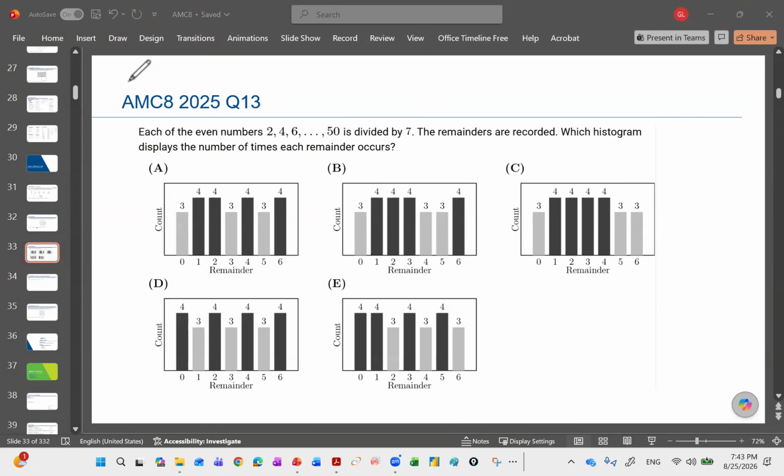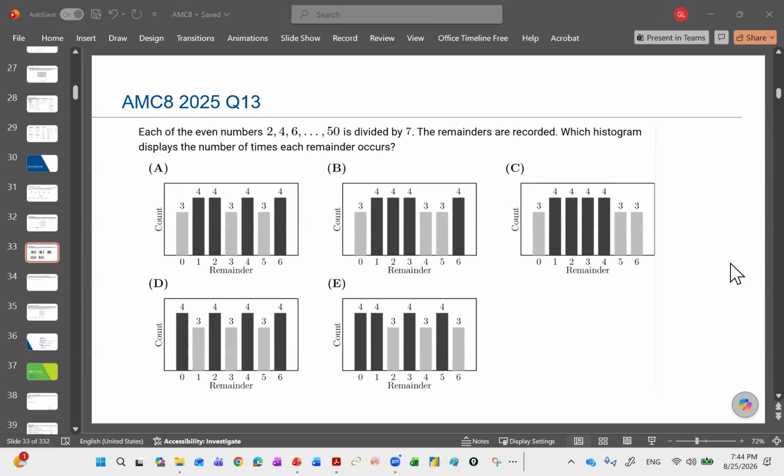Each of the even numbers 2, 4, 6 to 50 is divided by 7. The remainders are recorded. Which histogram displays the number of times each remainder occurs? So this is like a series of numbers. There are a lot of numbers there, right? The remainders are recorded. So this is a lot of information. Each of the even numbers is divided by 7.